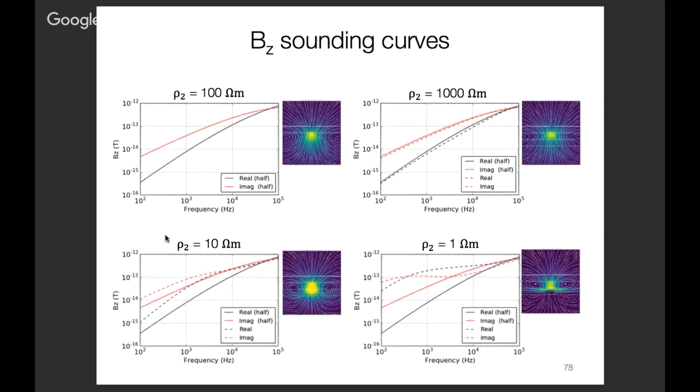If you look at the sounding curves, now we have a real and imaginary part. So the imaginary part is in red, real part in black. If I take that resistive layer, put that in, see I don't have very much difference between the dashed and the solids, so I'm not very sensitive to that. But if I look at a conductive layer, now I've got a huge difference between what was there before and what there is with the conductor, in both the real and the imaginary. And that's even more accentuated when I get down to 1 ohm meter.